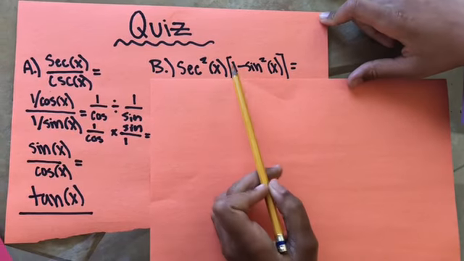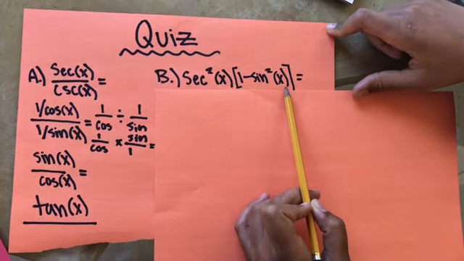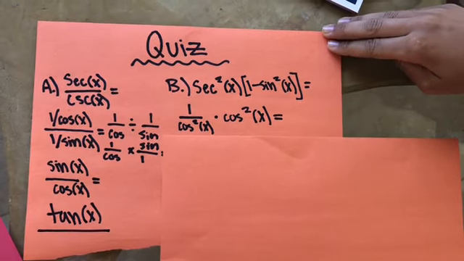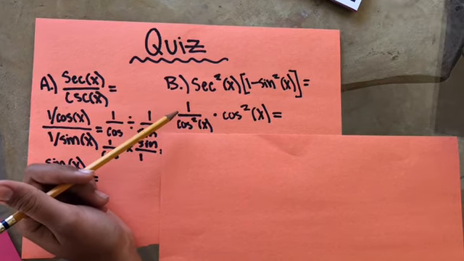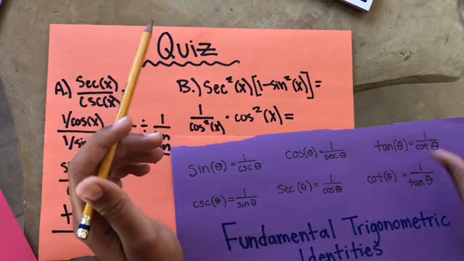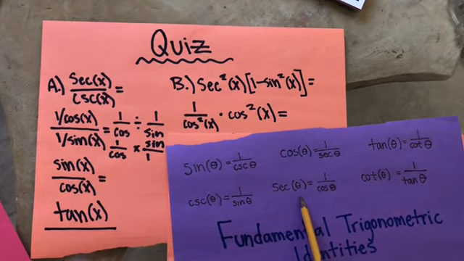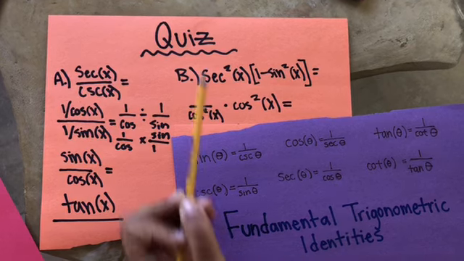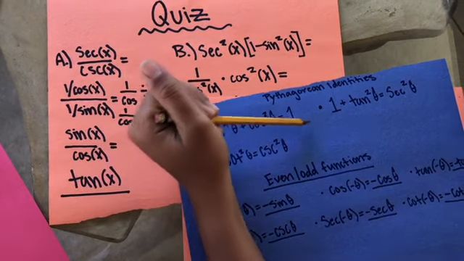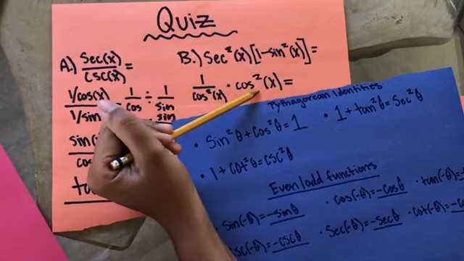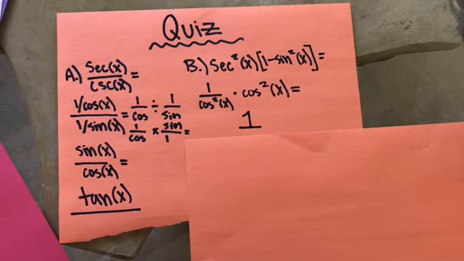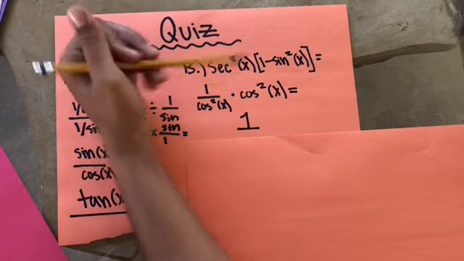Now on to problem B, which is secant squared x times 1 minus sine squared x. This simplifies to 1 over cosine squared x times cosine squared x. We know that because secant equals 1 over cosine, and 1 minus sine squared equals cosine squared. That leaves us with an answer of 1 because you cancel out the cosine squared x terms.